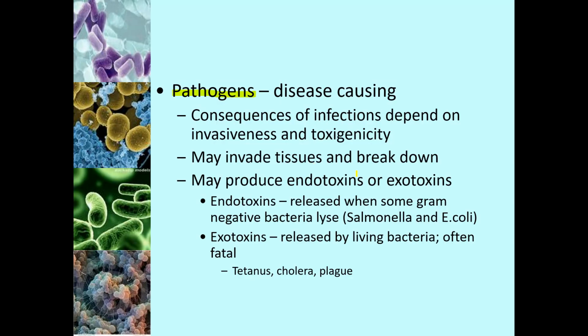Now, if they are causing disease, they're usually doing one of two things. They're producing endotoxins that release these chemicals when they're broken down. A lot of your food poisonings like Salmonella and E. coli release these endotoxins. Or some just secrete an exotoxin like tetanus, cholera, plague, botulism. All of those are going to be a type of exotoxin.